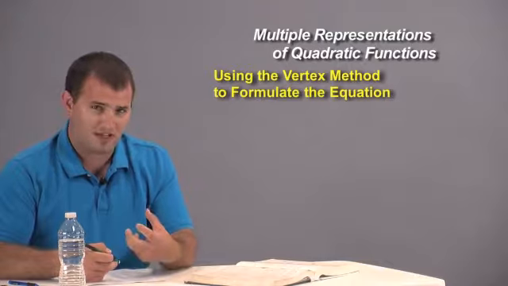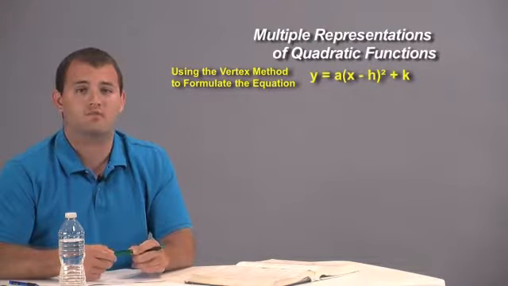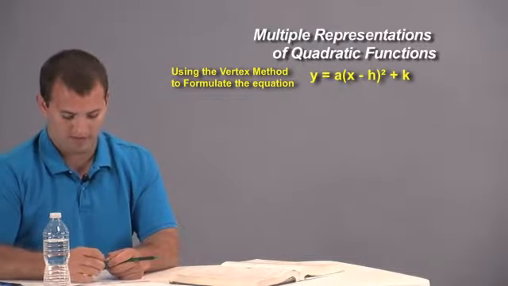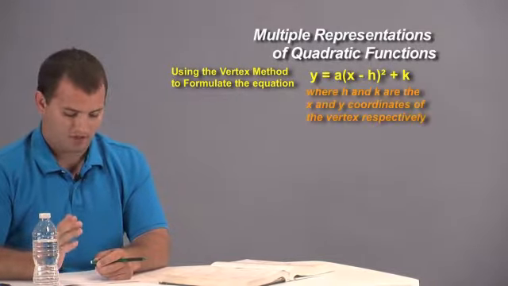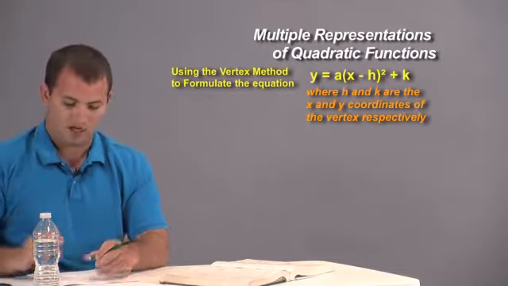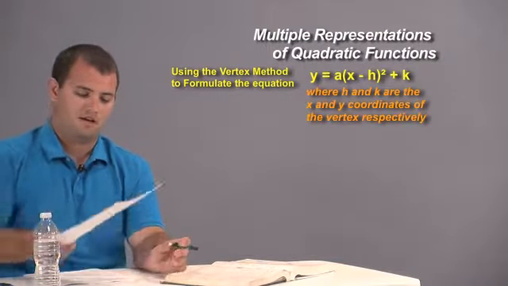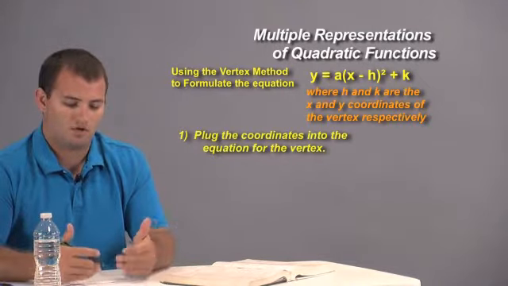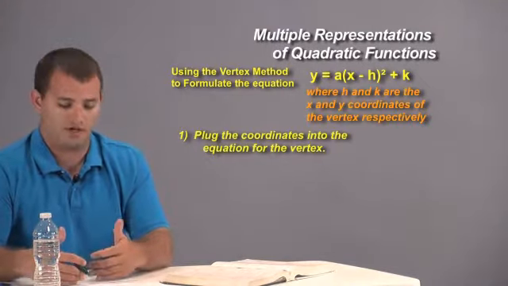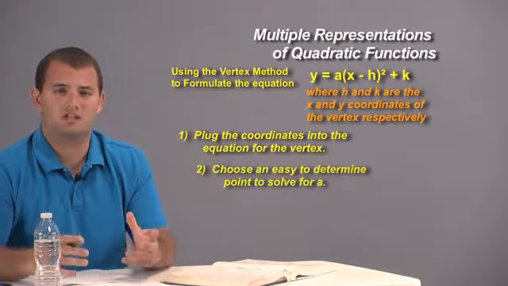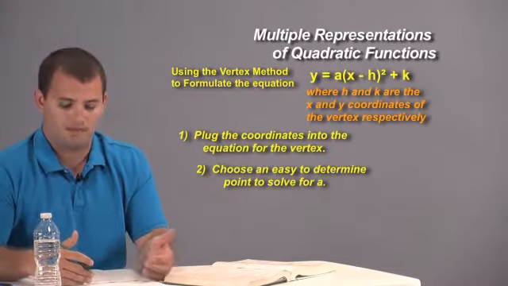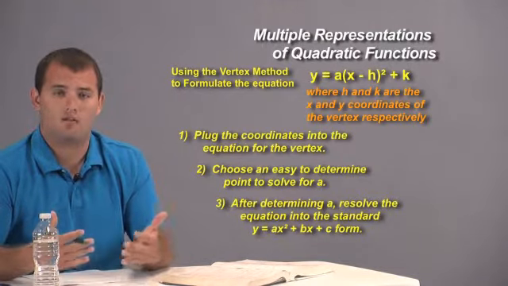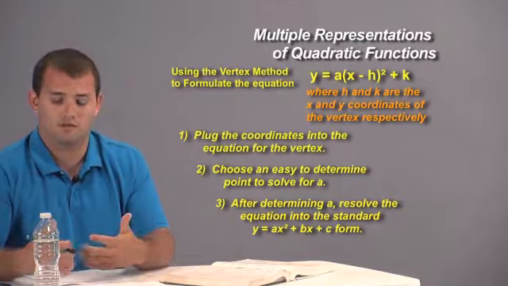And the vertex method hinges on the equation y is equal to a times the quantity x minus h squared plus k, where h and k are the x and y coordinates of the vertex respectively. And here's the process of this method. We're going to plug in the coordinate points of the vertex into the equation. We're going to choose an easy to determine point to solve for a, and after doing that we're going to resolve the equation down into y equals ax squared plus bx plus c form.